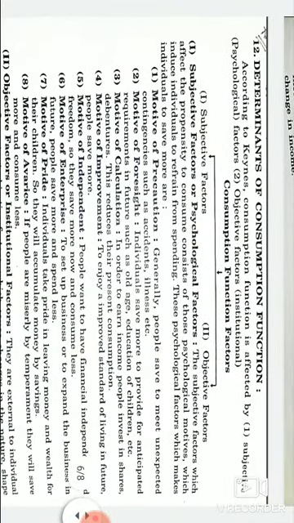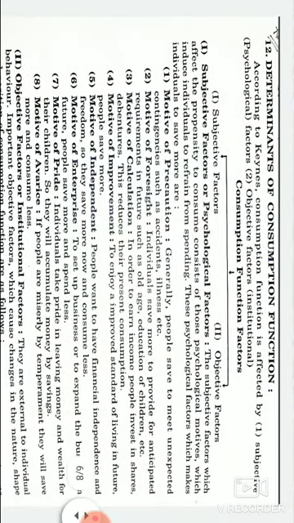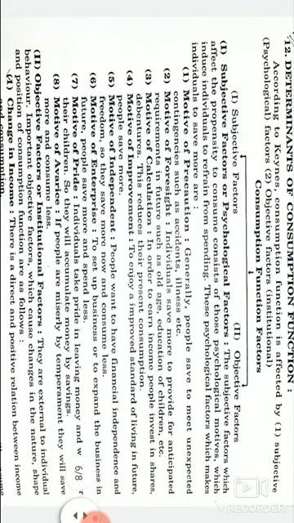Another part we have over here is the determinants of consumption function. That means this consumption function has been divided into two parts. First is the subjective factor, and the other is the objective factor. Subjective factor is nothing but the psychological motive. We have to keep some of our money for our contingencies, for some of our precautions. Maybe anything can happen in the future. For that we keep our money as a saving.